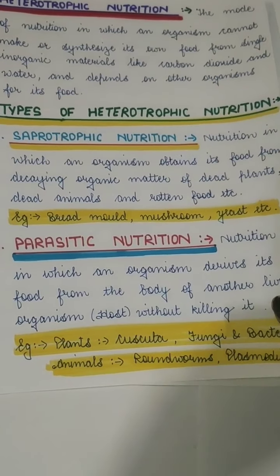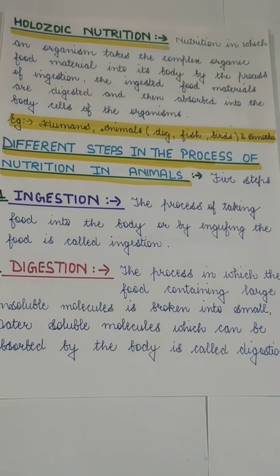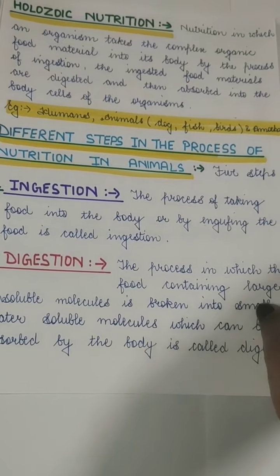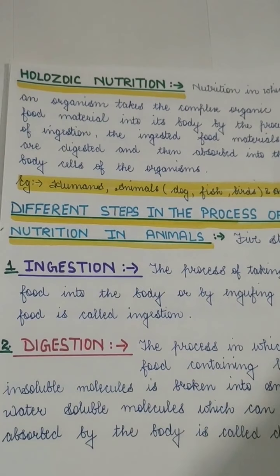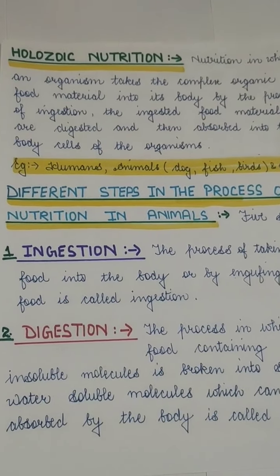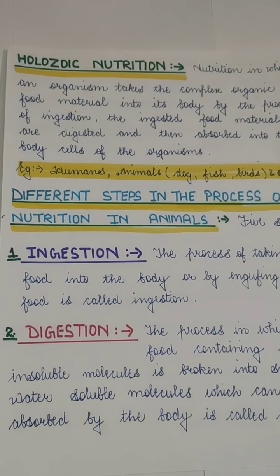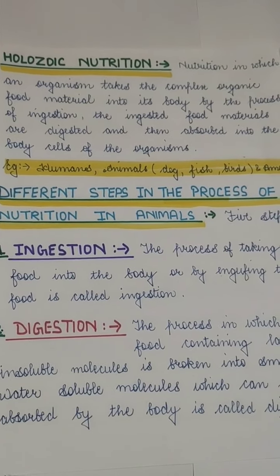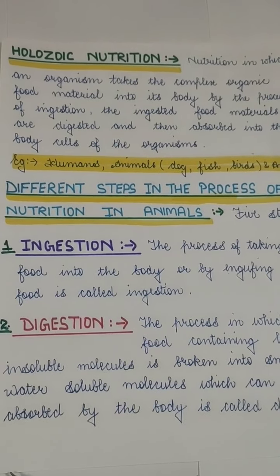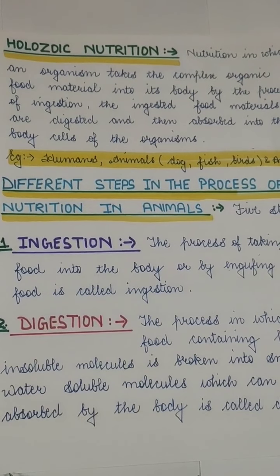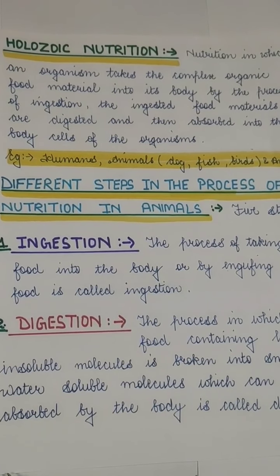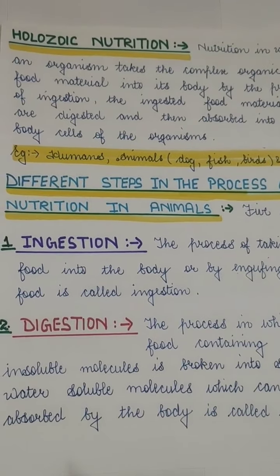Now the next mode of nutrition is holozoic nutrition. These are the types of nutrition which we are learning, and we have learned about autotrophic nutrition, and now we are learning about heterotrophic nutrition. In it, we are reading about the types of heterotrophic nutrition. We have read about saprotrophic nutrition, parasitic nutrition, and the third one is holozoic nutrition.